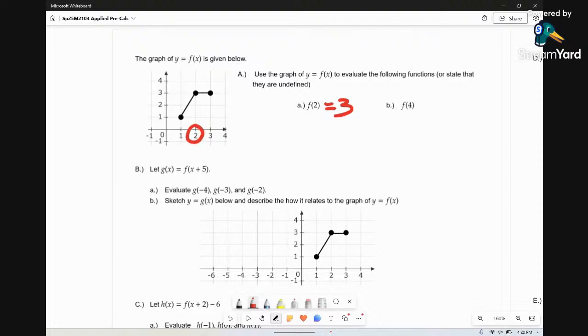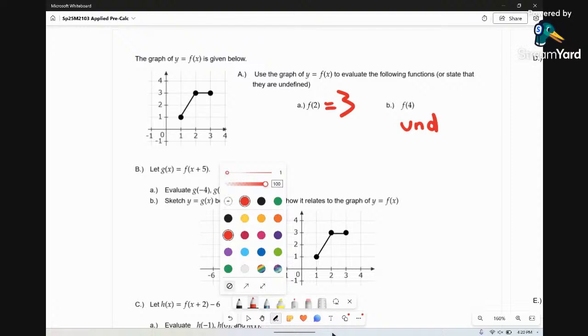All right, so input 2, boom, outputs 3. That's all we're doing, taking the y coordinate there. What's f of 4? Undefined. Great. So there's literally no output. This is kind of just like, the graph doesn't go on forever. And reminding us of that.